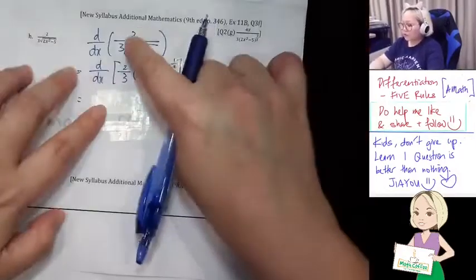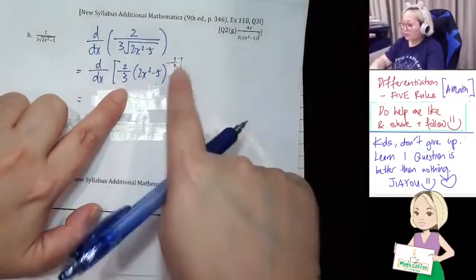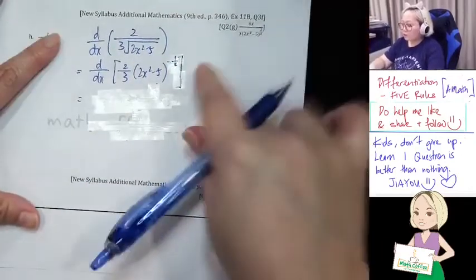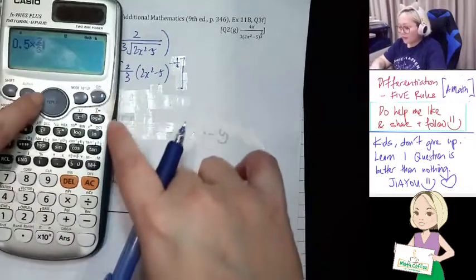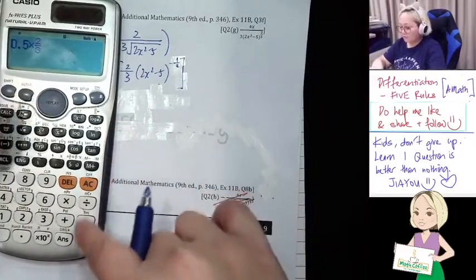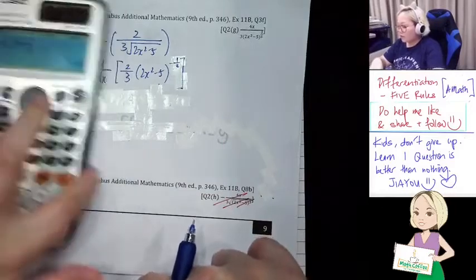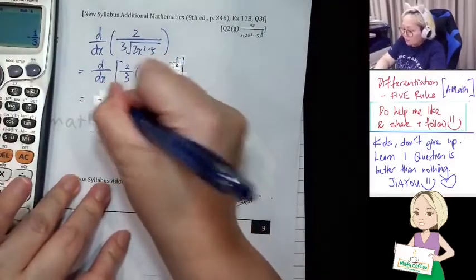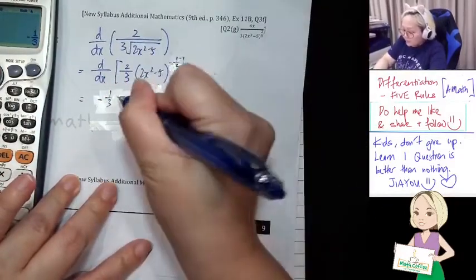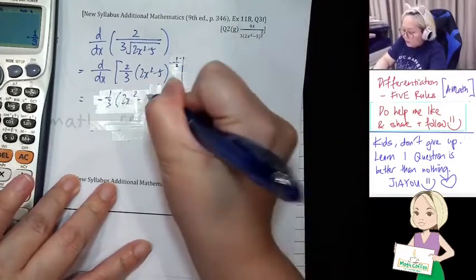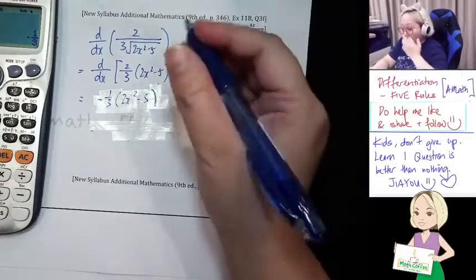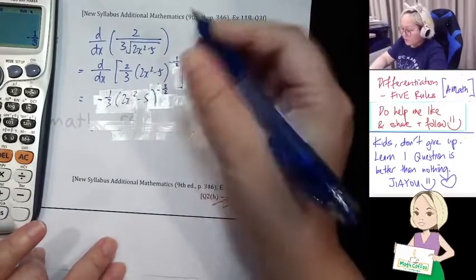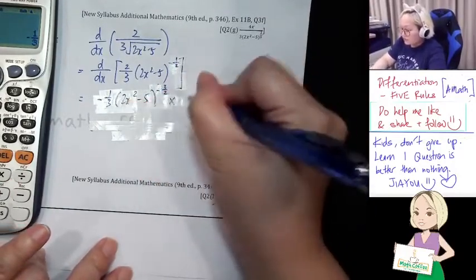So 2/3 remains as 2/3. This one bring up should be negative half. So we should bring down the negative half. So it's minus 1/3. So this one is supposed to be minus 1/3. And then after that, this one 2x squared minus 5, power minus 1. So minus half minus 1, so it's minus 3/2. Multiply by differentiate inside, so it's 4x.